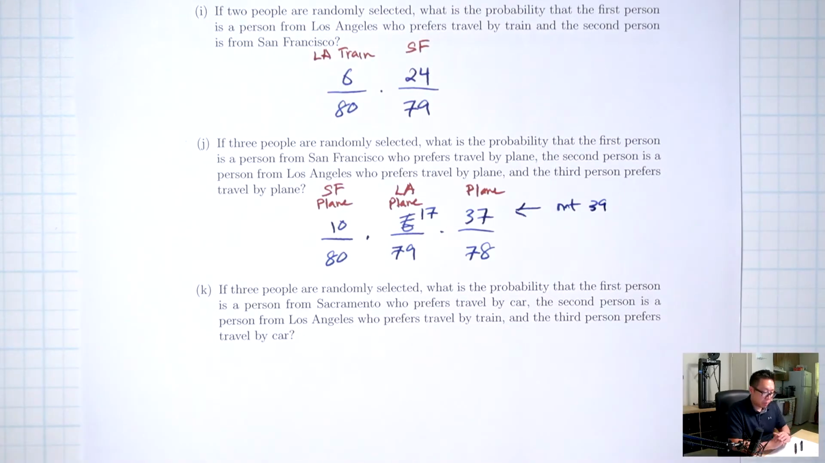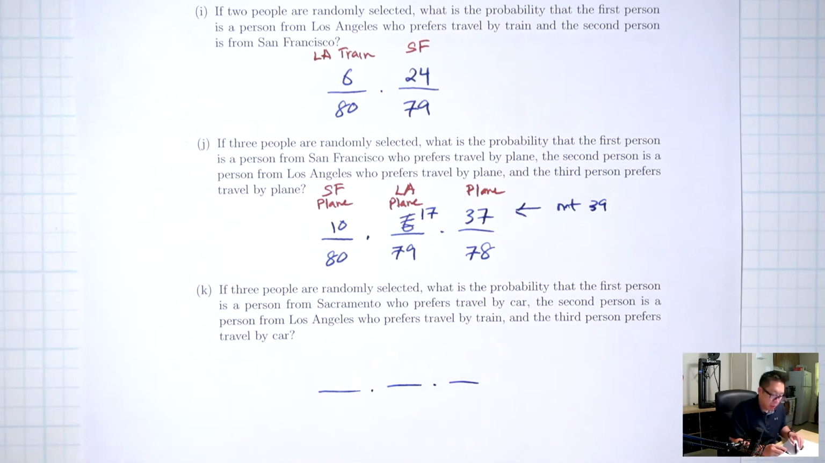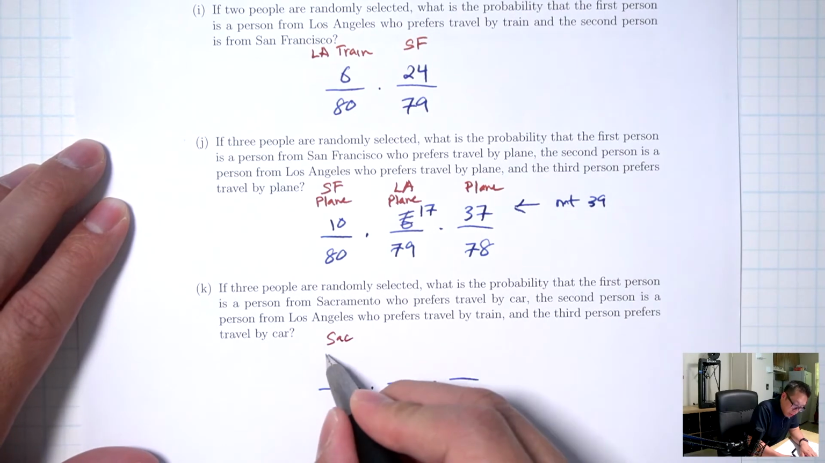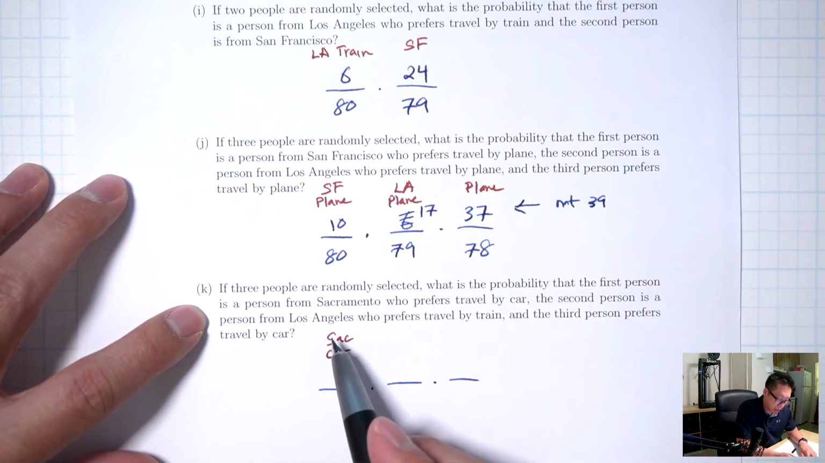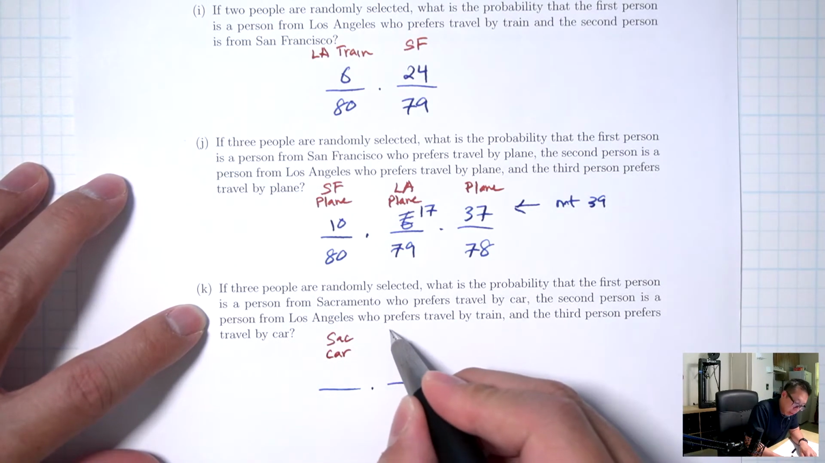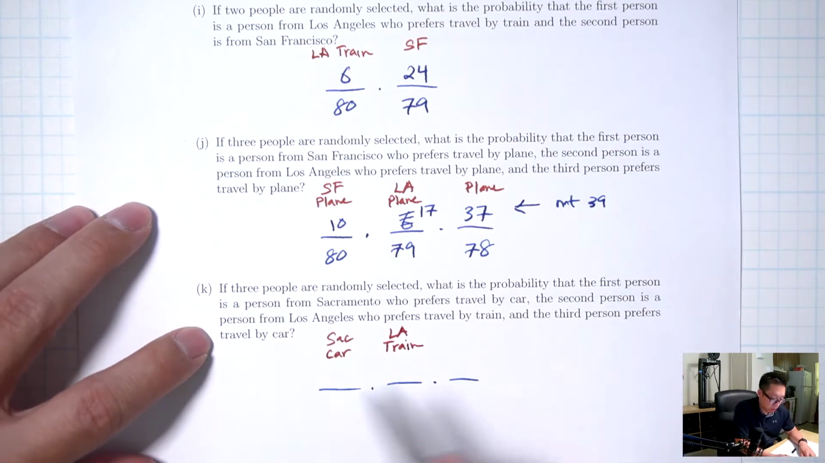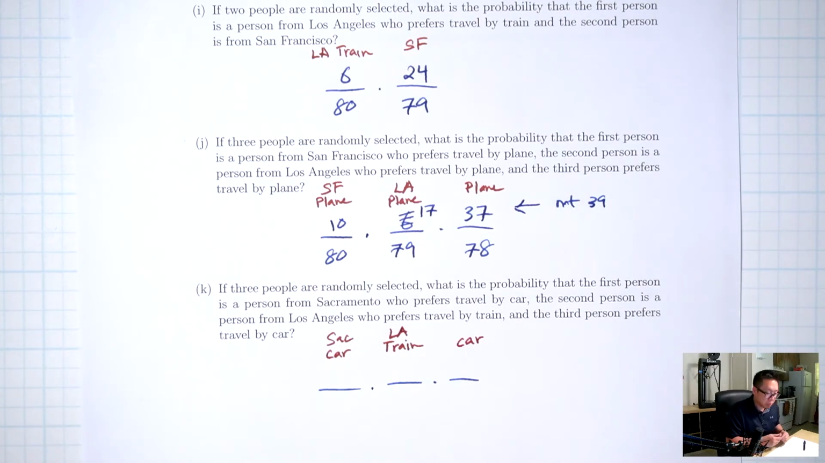Part K. If 3 people are randomly selected, so I know it's going to be 3 fractions, what is the probability that the first person is a person from Sacramento who prefers travel by car? So first person is Sac car. Second person is a person from LA who prefers travel by train. So LA train. Third person prefers travel by car. So car with no specific city.